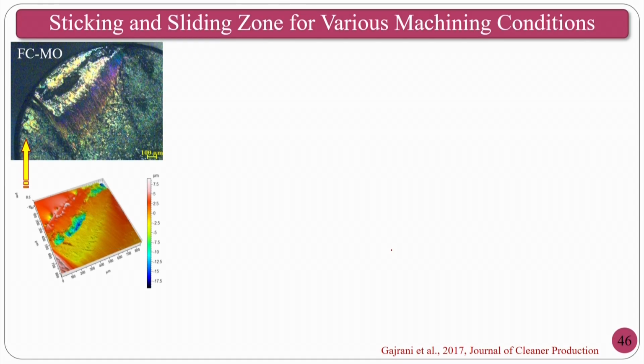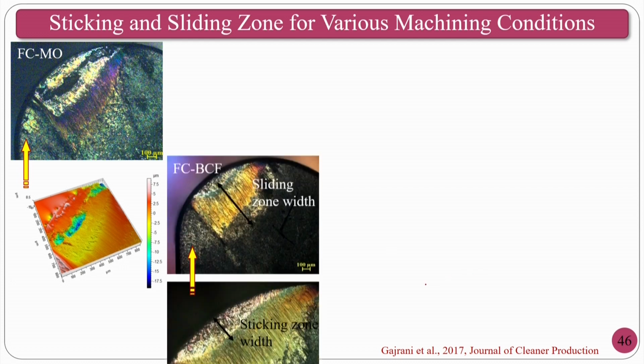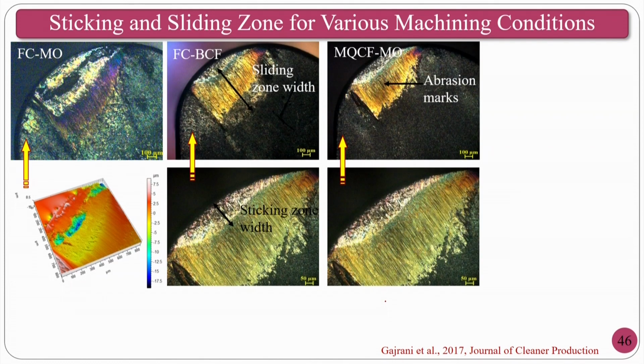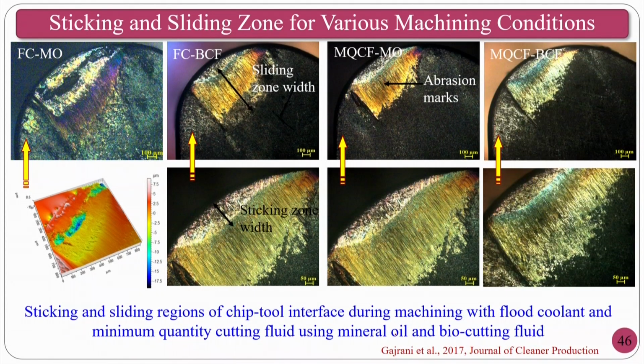Sticking and sliding regions, if you see in the flood cooling with mineral oil, normally it is shown here. At the same time, biocutting fluid as well as minimum quantity cutting fluid. This is a sticking region. If you see in the second one, it is clearly shown. This is a sticking region and this is a sliding region. And you can clearly see the sliding marks on this one.